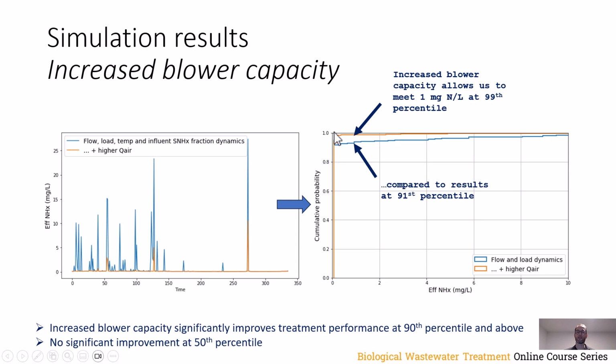It's interesting to note, however, that if your compliance criteria is the 50th percentile down here, then there's no real difference between the two simulation results. So the basis on which your compliance is being enforced makes a difference.